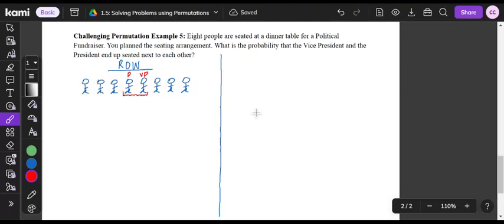So, okay, I'm going to permute the rest of these 6 people. So there are 6 people. I want to arrange all of them.